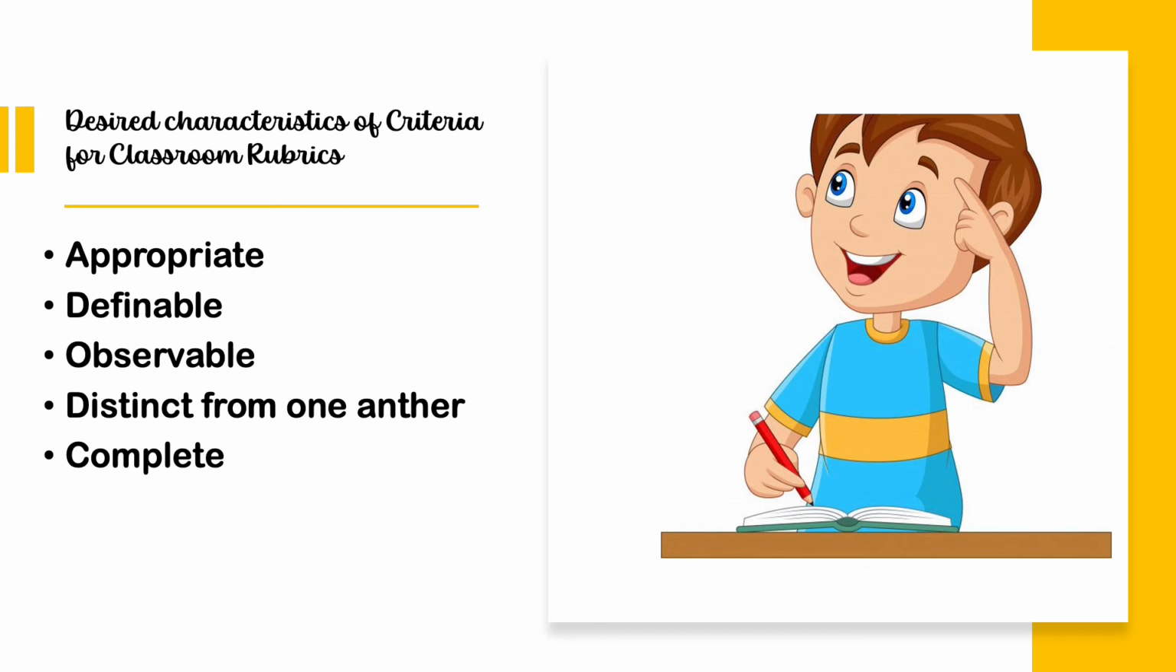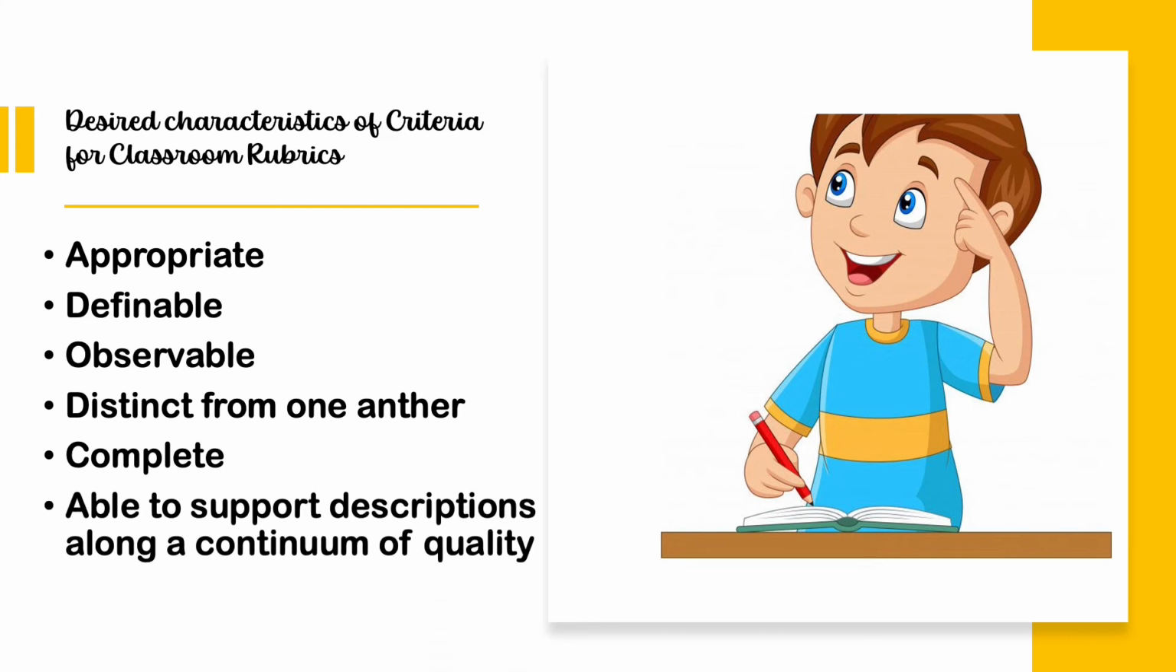And the last one, criteria should be able to support descriptions along a continuum of quality, meaning each criterion can be described over a range of performance levels. So, in making your criteria in your scoring rubric, always remember to have all of this.